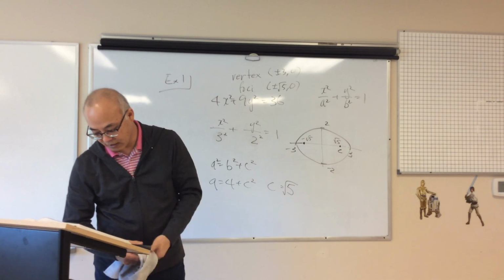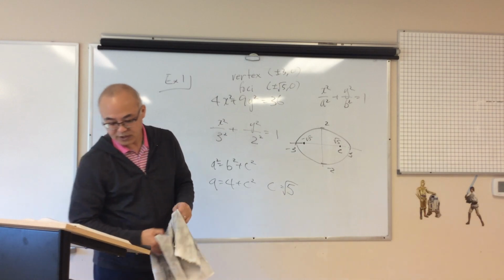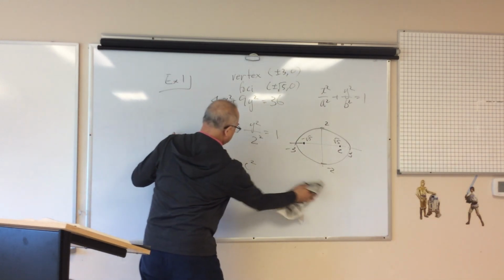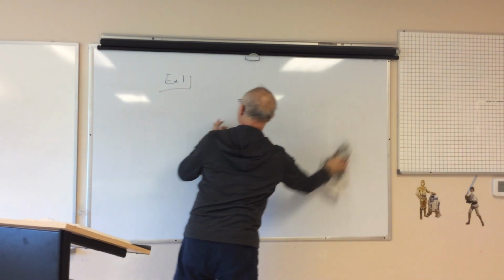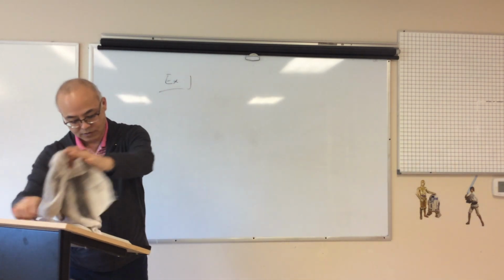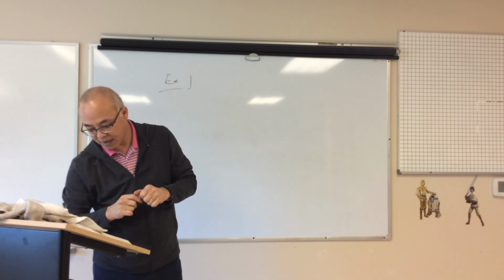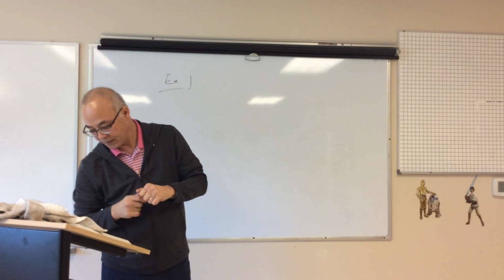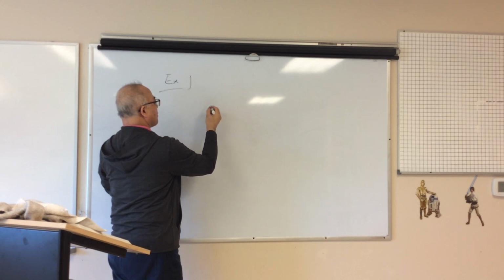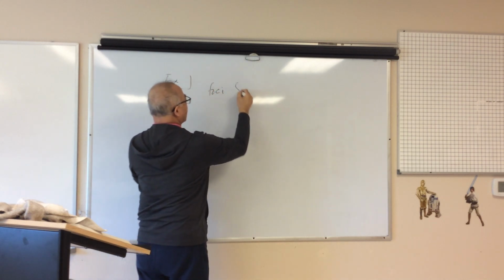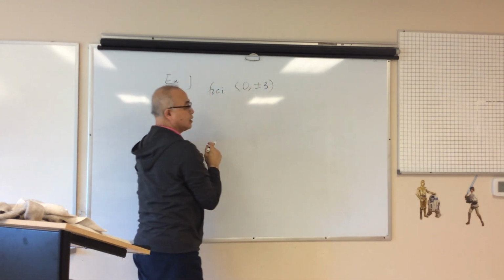Now let's see if, no, not this one. I guess it's the next one. Let's do example number 2 first. Okay, example number 2 says, find an equation of the ellipse with the foci of that, and the minor axis has a length of 4. Okay, so let's see if we can find that. So the foci are (0, plus or minus 3).